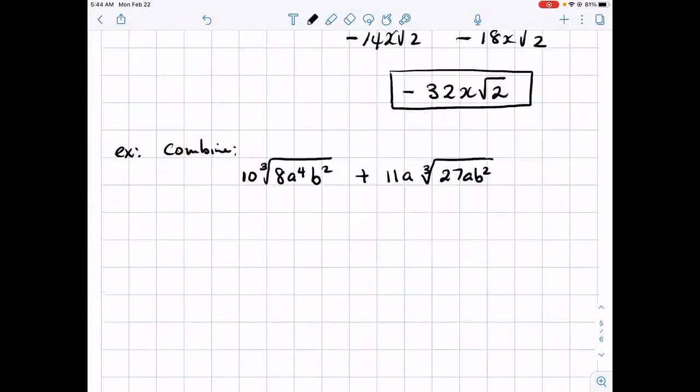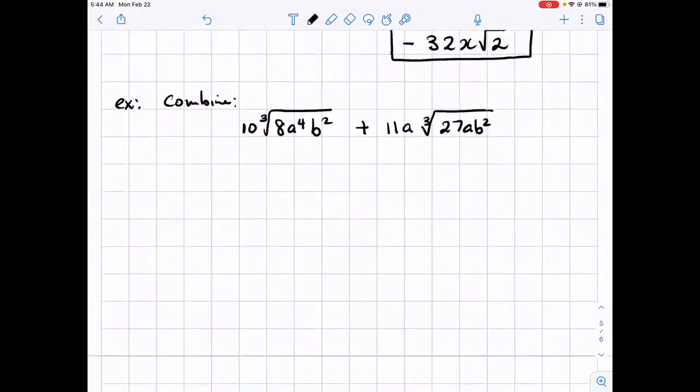So in my next example, we have some letters in the radical. So we start out by looking at whether the index is the same. And we see the index for both radicals is 3. So I believe that we can simplify here. So let's see if we can, right? Once the index are the same, we can attempt to simplify.